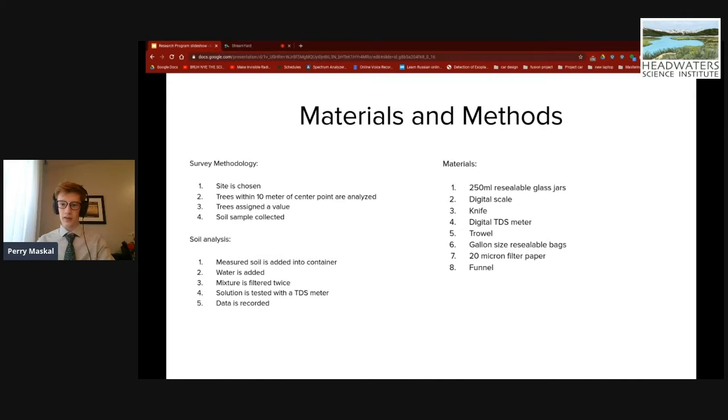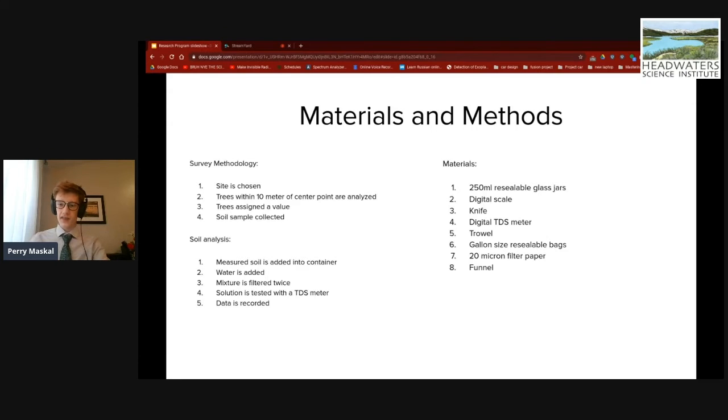For the survey methodology, at the site that I went to, a tree would be chosen arbitrarily. Once the tree is chosen, the selected tree and every tree within 10 meters are surveyed and assigned a condition. I'll get more to that later. After all of the trees were surveyed, I would collect a soil sample. A small area somewhere near the first tree would be cleared with a trowel until I found bare soil. And then I collected at least 80 grams of soil into the gallon-sized resealable plastic bag.